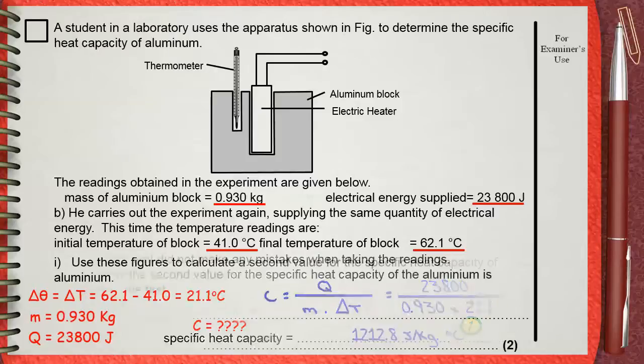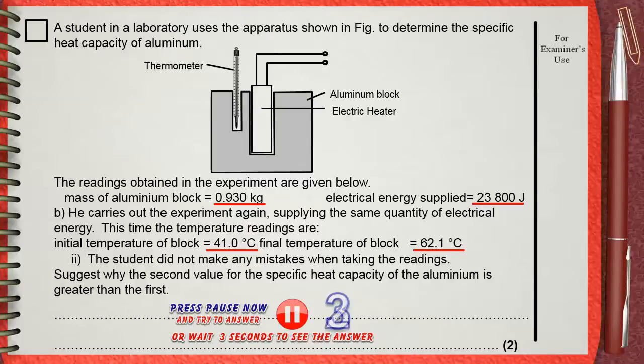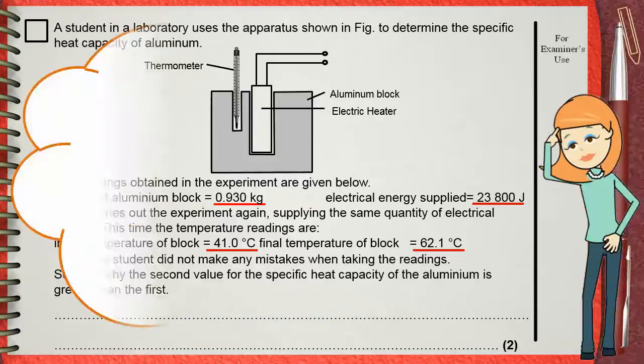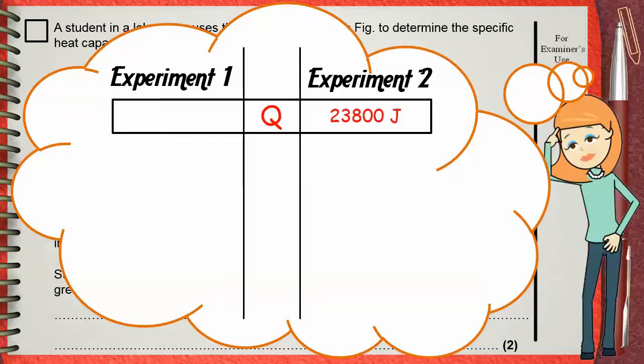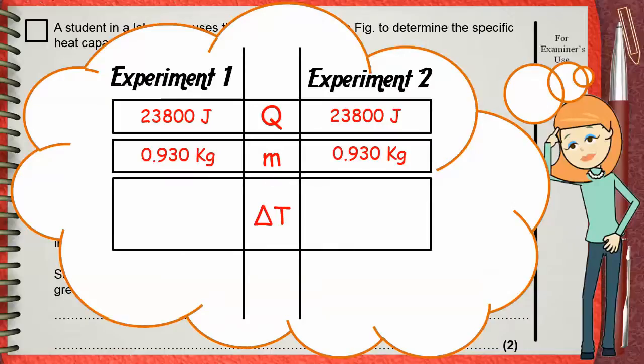Question II. The student did not make any mistakes when taking the readings. Suggest why the second value for the specific heat capacity of the aluminium is greater than the first. Okay, let's compare the two experiments. Experiment 1 in A and experiment 2 in B. Q is the same in the two experiments. M is the same in the two experiments. The difference is in the change in temperature.